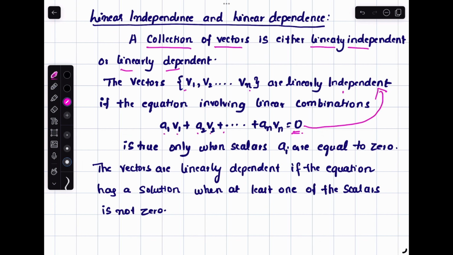Now we'll check for linear dependence. If the vectors are linearly dependent, the equation has a solution when at least one of the scalars is not equal to 0. That means in place of 0, if I have some value k, then I can say that the set is linearly dependent. So this is about linear independence and dependence.